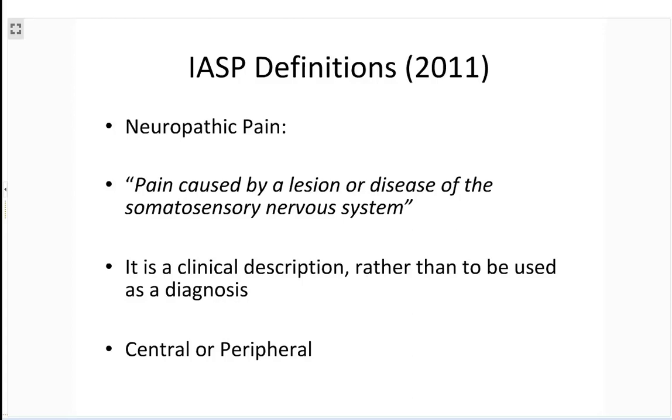So neuropathic pain is now defined as pain that's caused by a lesion or disease of the somatosensory nervous system. It was designed initially to be a clinical description rather than necessarily a hard diagnosis, but it is commonly utilised now in research and literature as a diagnostic situation. Important to know that neuropathic pain can be either central or peripheral, and in the general population, peripheral neuropathic pain is far more prevalent than central neuropathic pain.